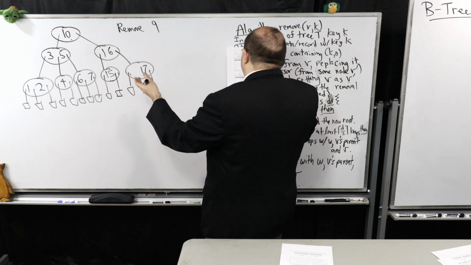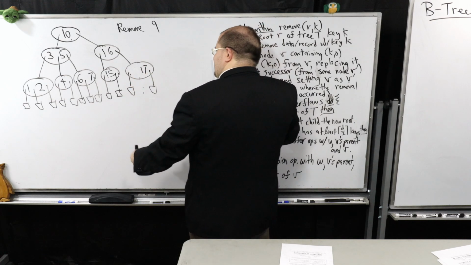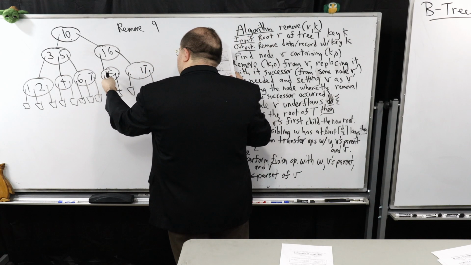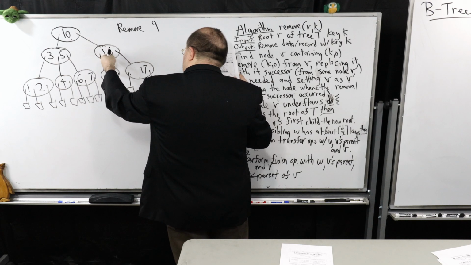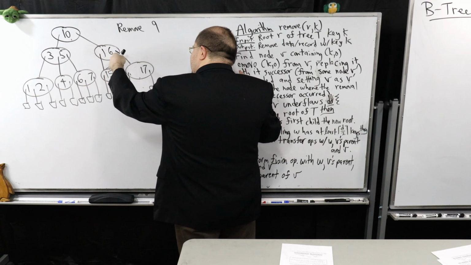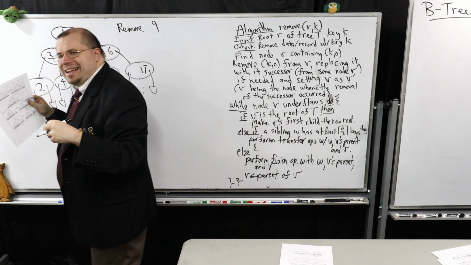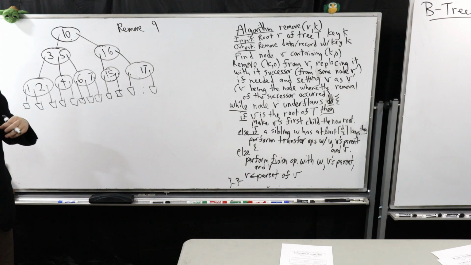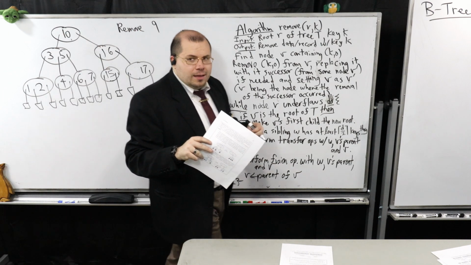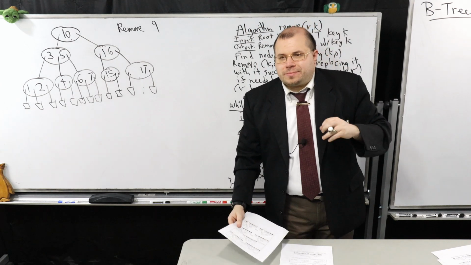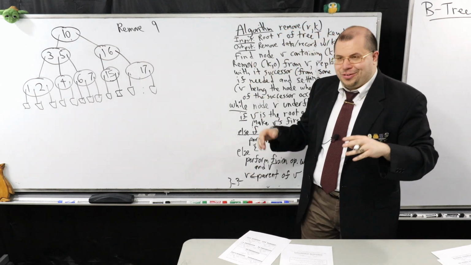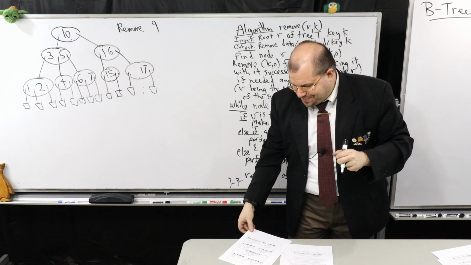And now, well, let's see. Well, now this one isn't underflowing, so let's consider its parent. Does the node with 16 in it underflow at all? No, right? So we're done the removal.